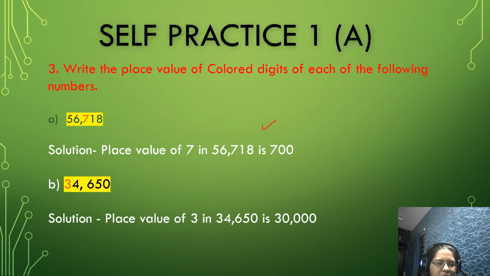And the second number is 34,650. We can read it as 34,650, and the place value of this digit, 3 is the colored digit. So the place value of 3: 3 is in the 10,000 place, so 3 multiplied with 10,000 is 30,000. Place value of 3 will be 30,000.